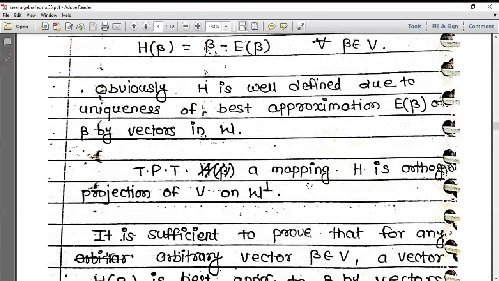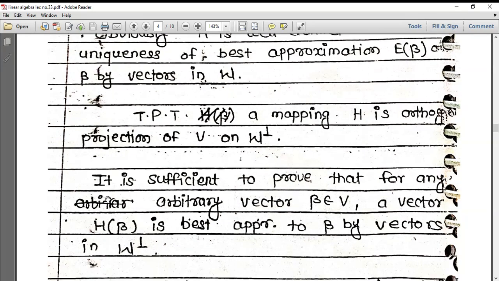Now, to prove that the mapping H is the orthogonal projection of V on W perp, for that it is sufficient to prove that for any arbitrary vector beta belonging to V, the vector H of beta is the best approximation to beta by vectors in W perp.